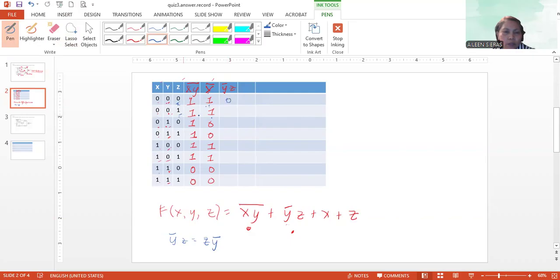This one, 1 and 1 is equal to 1. Okay. 0 and 0 is equal to 0. 1 and 0 is equal to 0. 0 and 1 is equal to 0. 1 and 1 is equal to 1. 0 and 0 is equal to 0. 1 and 0 is equal to 0. So we are done here.